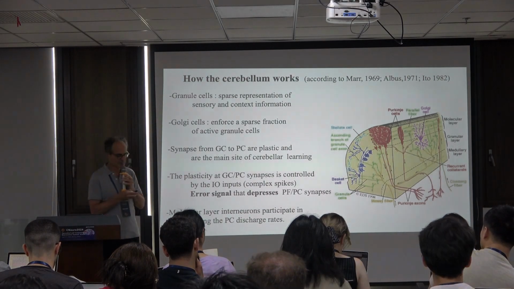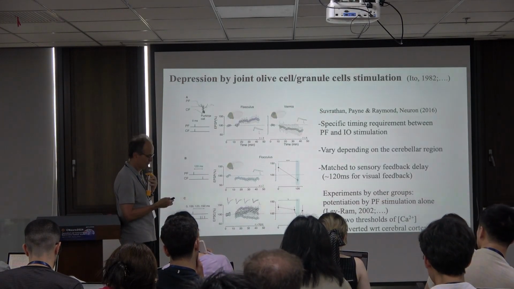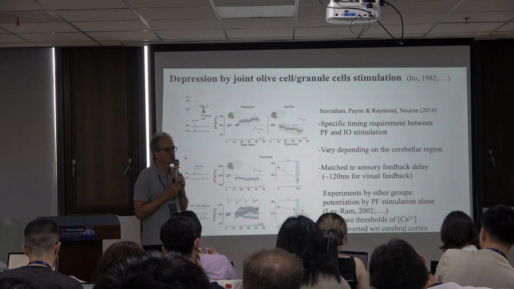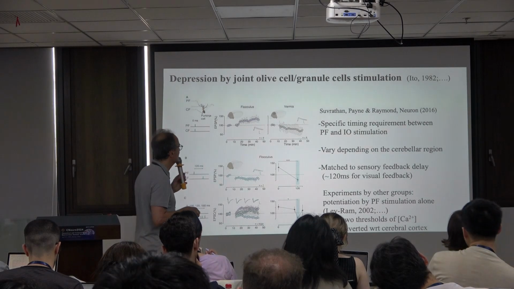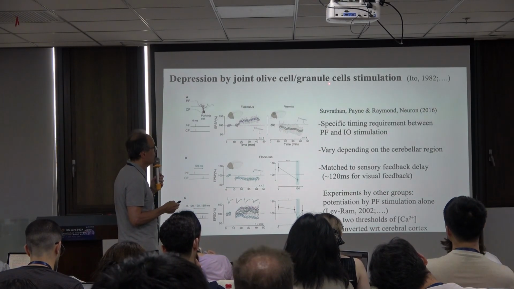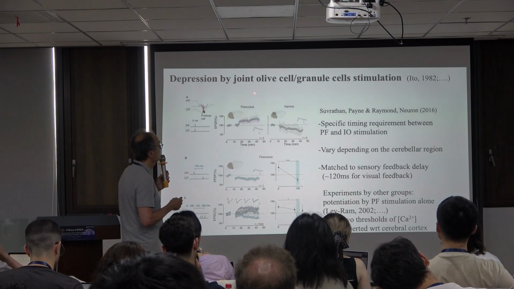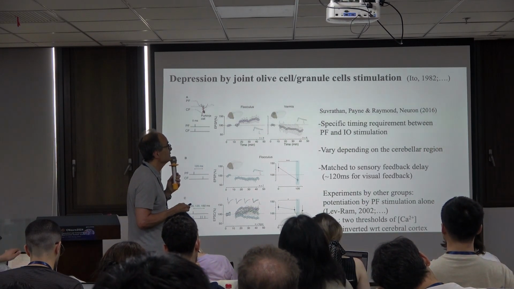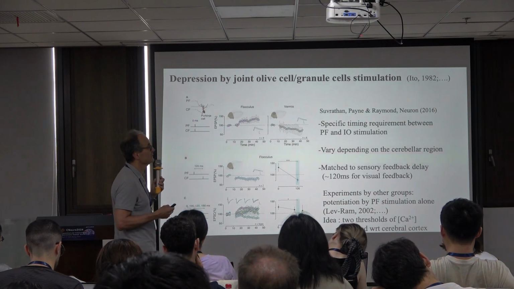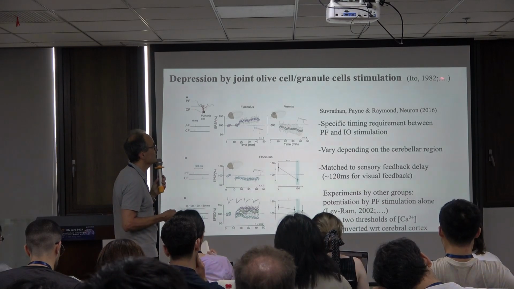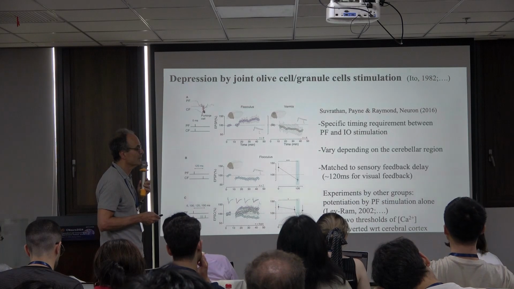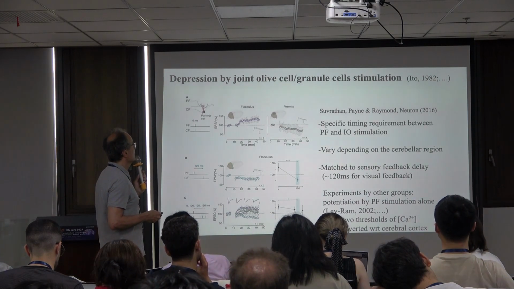Okay, so sorry, I wanted to show you something recent. The fact that there is depression by joint olive and brain stem stimulation goes back a long time. It was a pioneering experiment done in Japan, and it has been redone many times over the years.